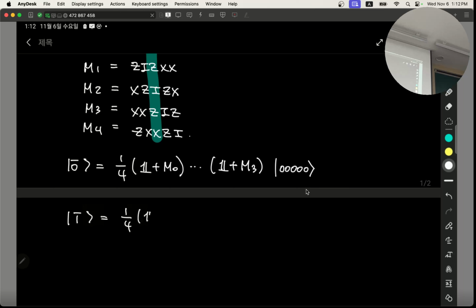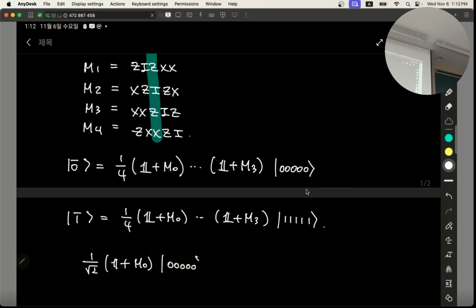And this is my logical 1. So what are we doing here? It's complicated to compute all this, but think about one operation. Let's take 1 over square root of 2 times 1 plus M0. If I apply that to 0, 0, 0, 0, 0, what happens?